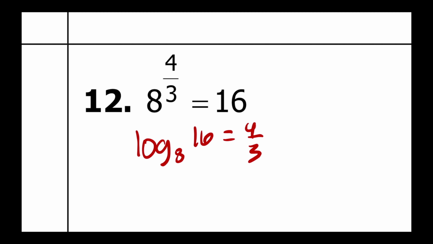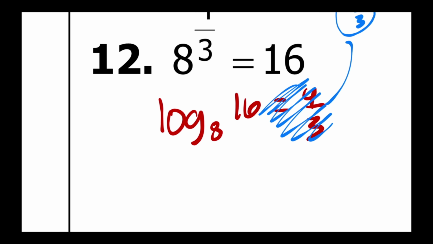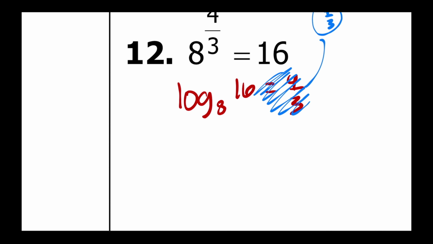But what if we didn't know that? What if we didn't know this equals 4/3? Let's pretend we don't know. Let's say I told you to evaluate this. And then you'd say, 8 to what power gives me 16? 8 to the first power is 8. 8 to the second power is 64. Uh-oh. How do I get 16? So how do you solve this?